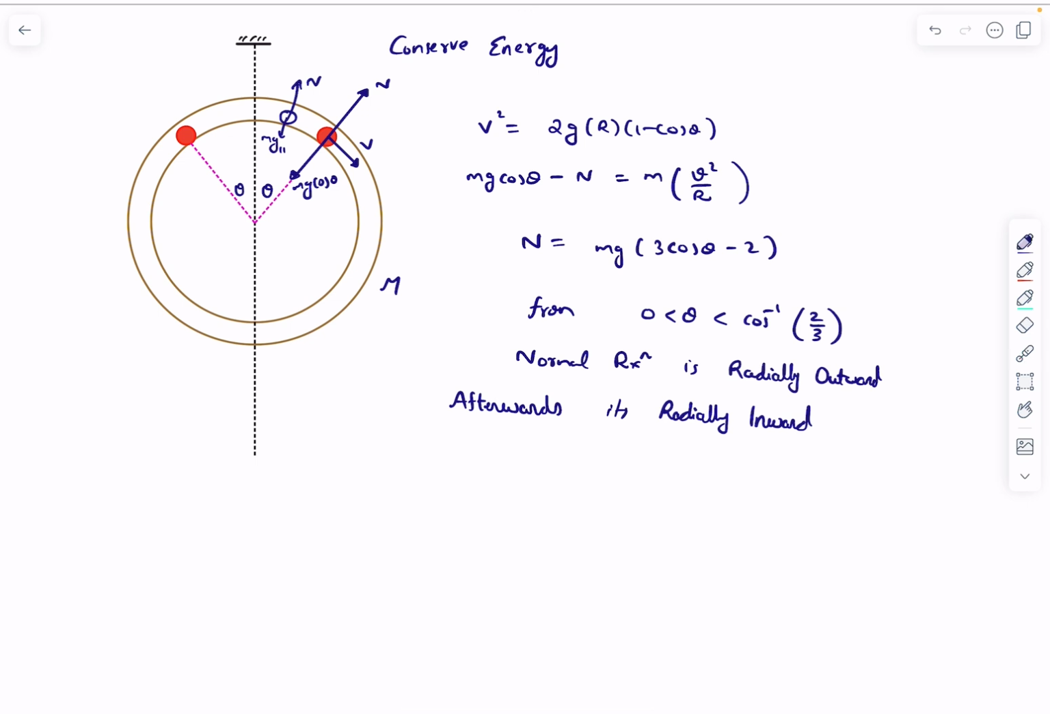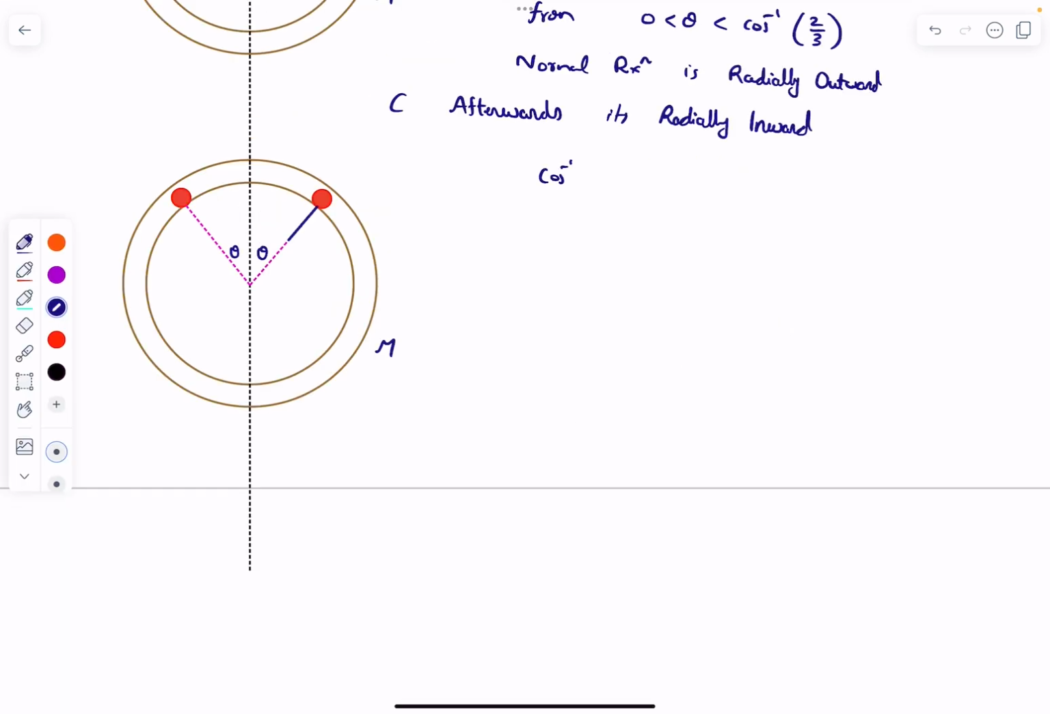Now we are more interested in the radially inward part, so let's call the angle cos inverse of 2 by 3 as theta 1 for some time. Let's say the ball has covered the angle of theta 1. What that means is that currently the normal reaction between the ball and this tube is actually 0, right? And after this point the normal reaction will become radially inward.